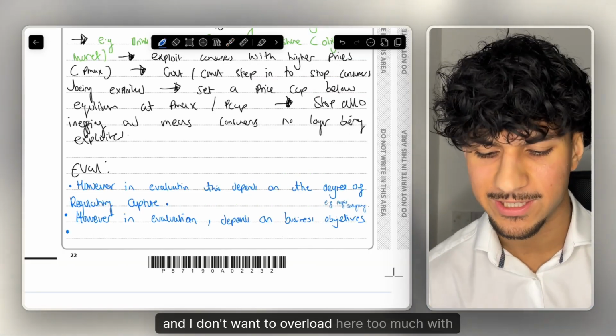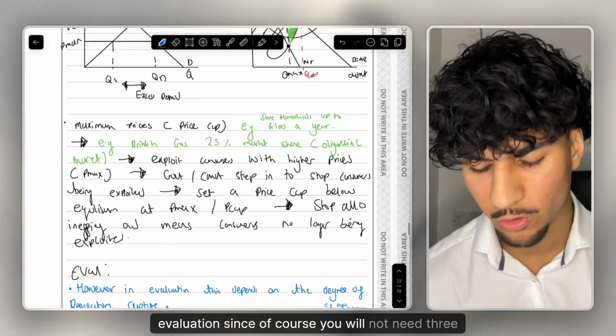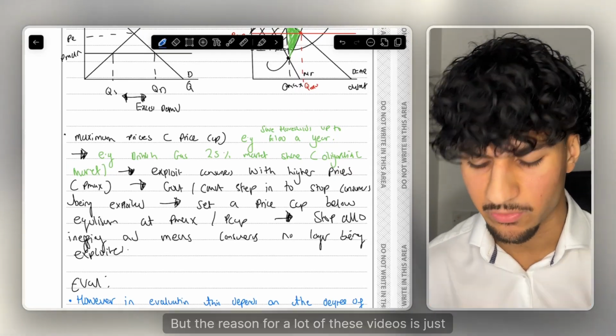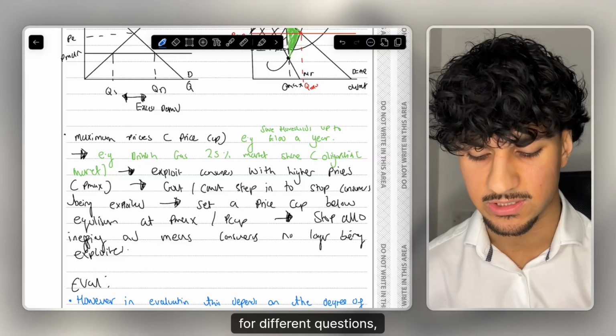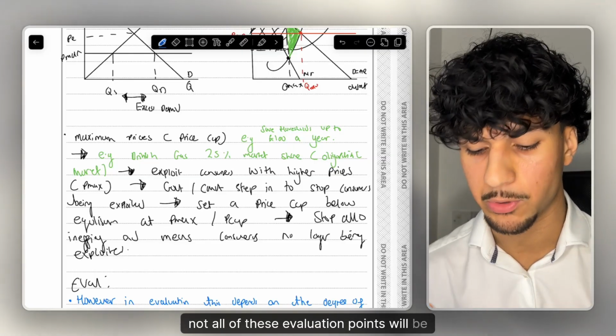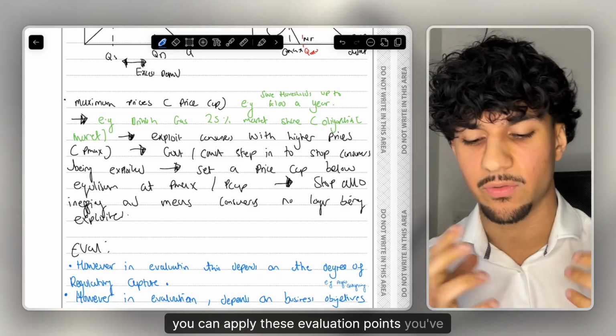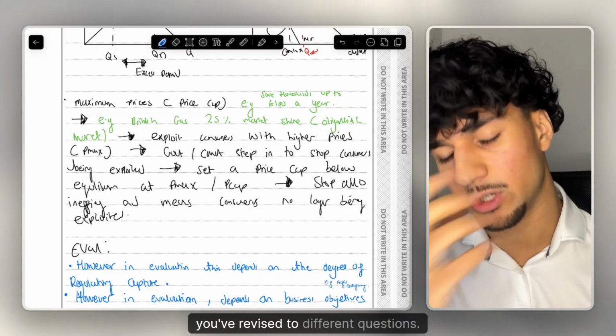And I don't want to overload here too much with the evaluation, since of course you will not need 3 evaluation points per paragraph, but the reason for a lot of these videos is just revision. So of course, for different questions, not all of these evaluation points will be relevant, but maybe 1 or 2 of them will be. Therefore, you can apply these evaluation points you've learned, you've revised, to different questions.